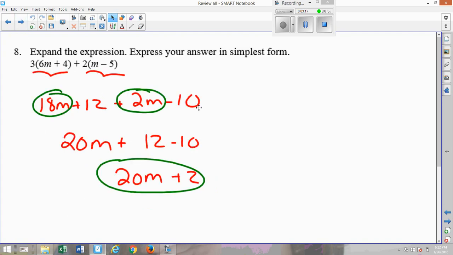Number 8, expand the expression. Express your answer in simplest form. So I expanded these out. So I got 18m plus 12 plus 2 times m is 2m minus 10. Then I have 20 because I did 18 plus 2m is 20m. Then I did 12 minus 10 over here, and then 12 minus 10 is just 2.